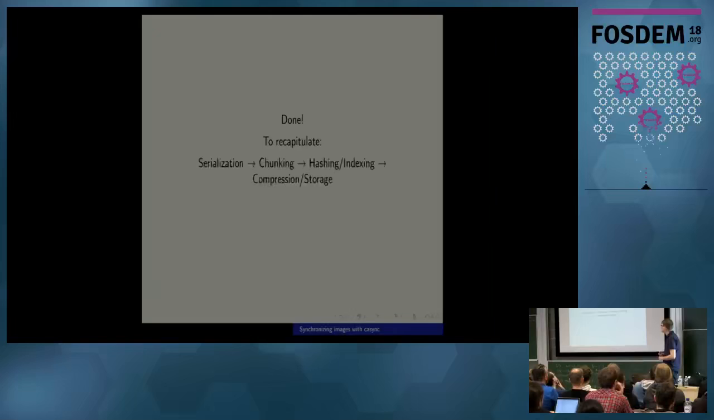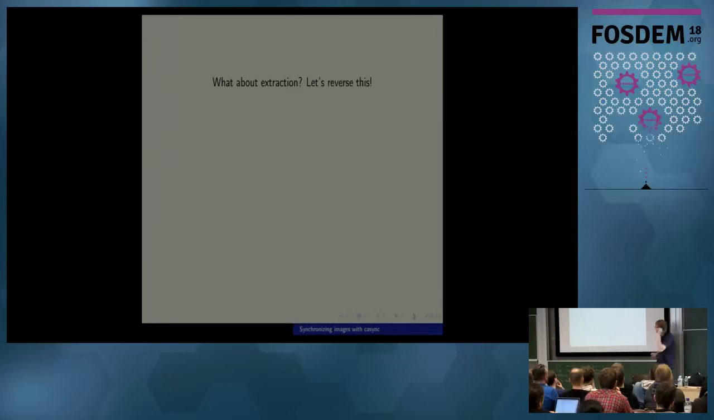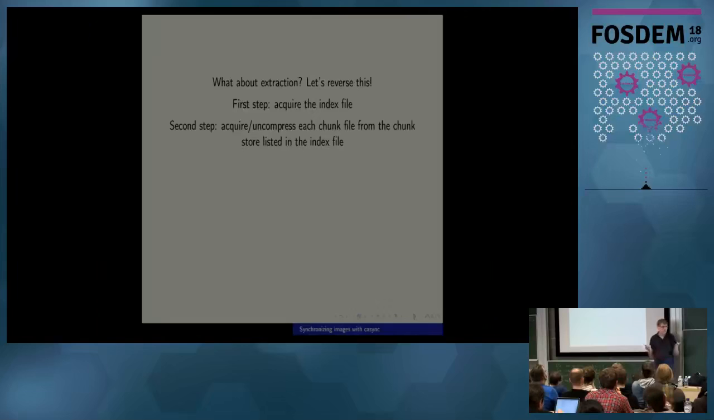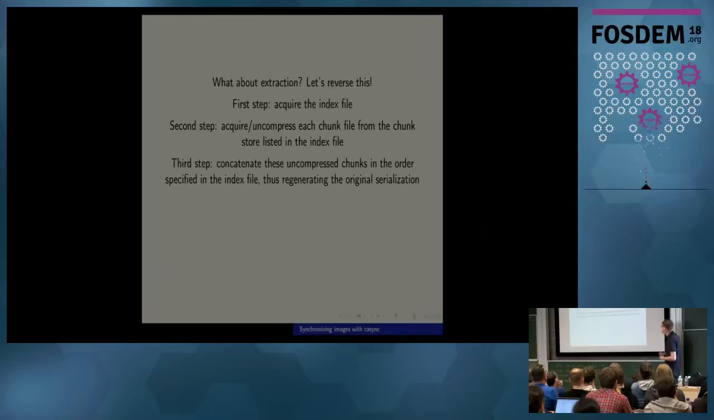To recapitulate, we serialize first, then we chunk, then we hash everything and create the index at the same time. Then we compress it and store it somewhere. If we want to extract one of these things, we do the opposite, right? We acquire the index file, go through it item by item, look for the chunk in the chunk store, uncompress it, and concatenate the whole thing so that we have a serialization, and deserialize it to disk. And that's really all there is.